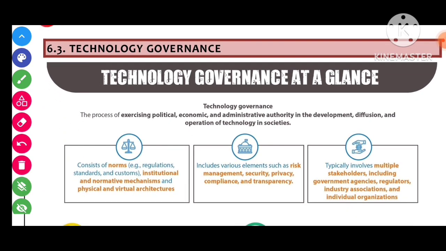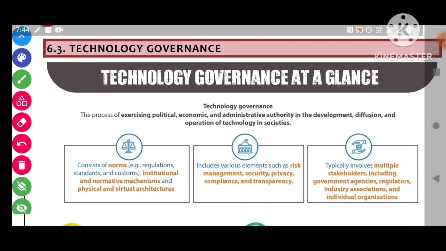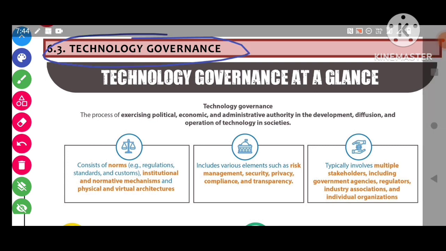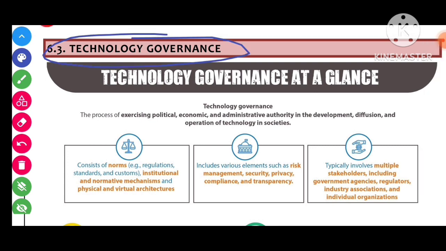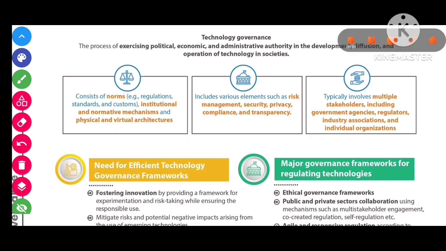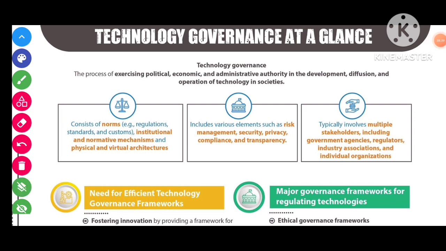Okay. Next is technology governance. Technology governance, you can define as the process of exercising political, economic, and administrative authority in the development, diffusion and operation of technology in societies. So you can remember here. Okay. And these are the features of technology governance, you can remember. Okay. These are the features, so you can remember them for improving your answer writing.